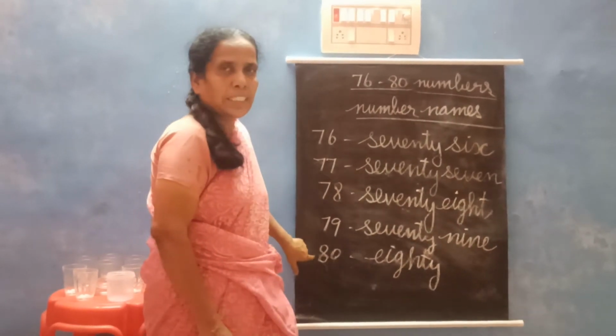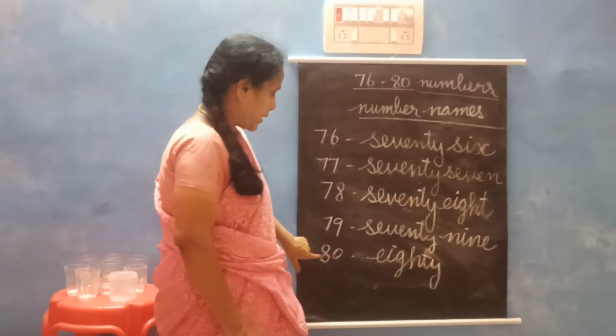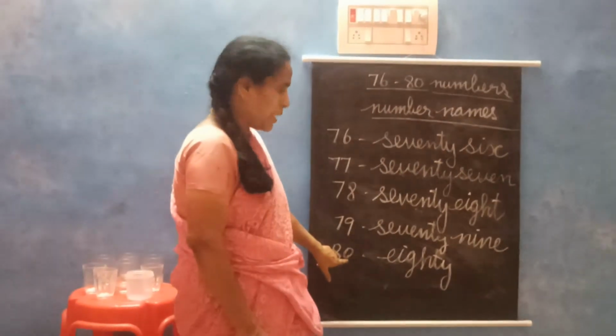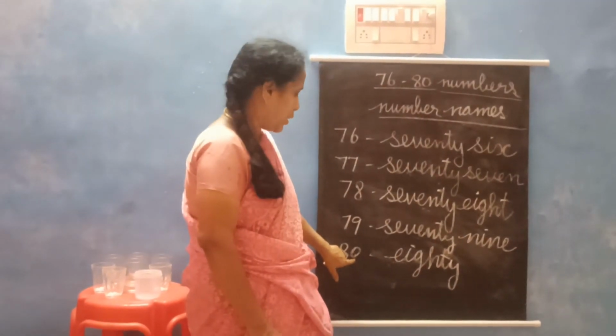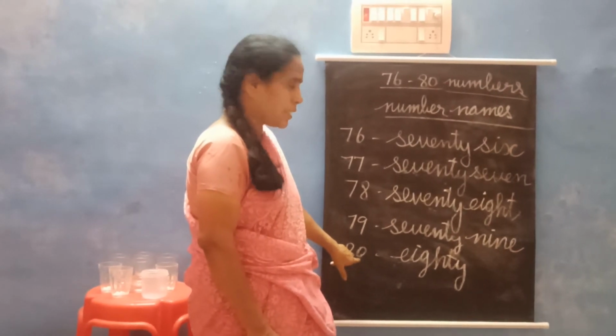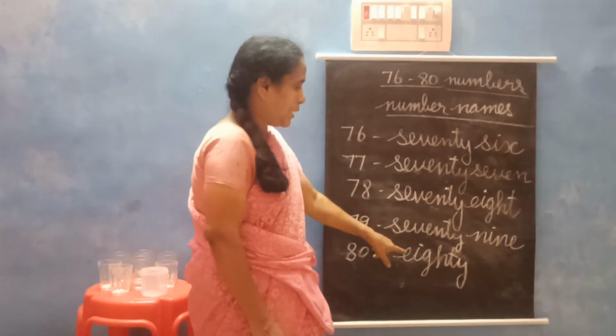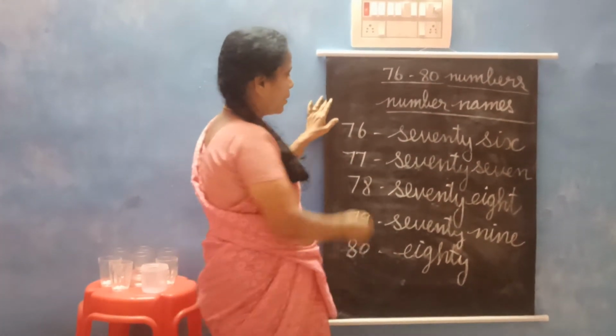How many tens are there in 80? 8 tens are there. In the ones place, is any number there? No, only 0 is there. In the ones place, 0. 80. Now we all know the number.